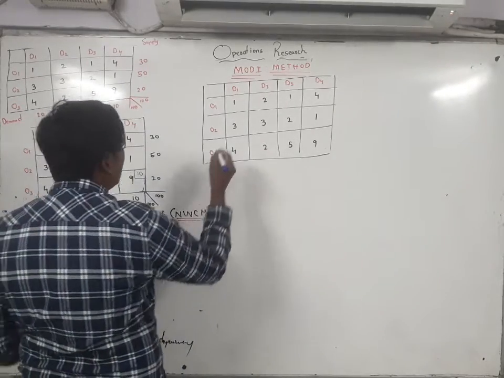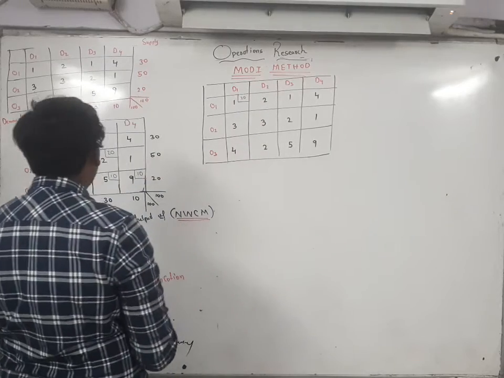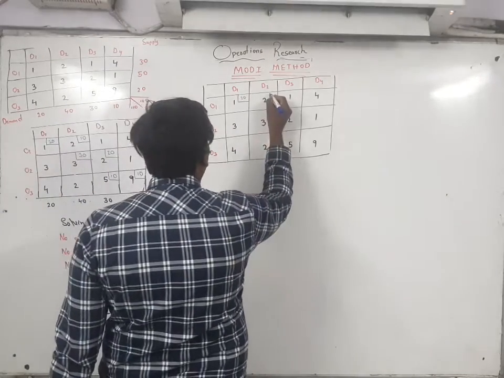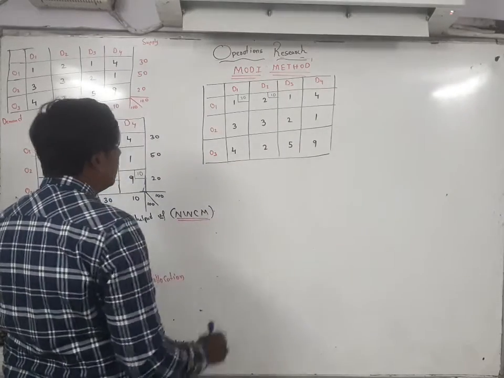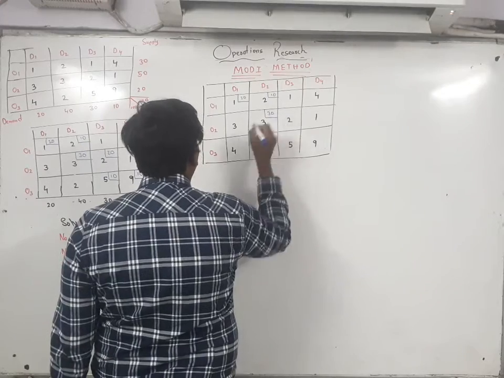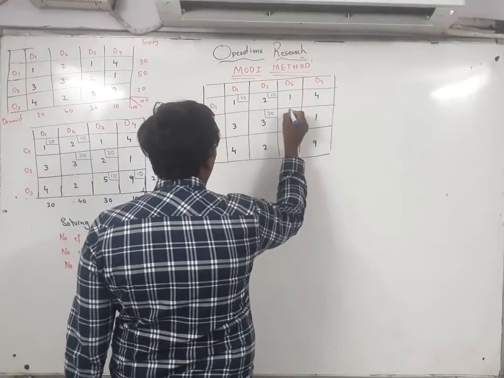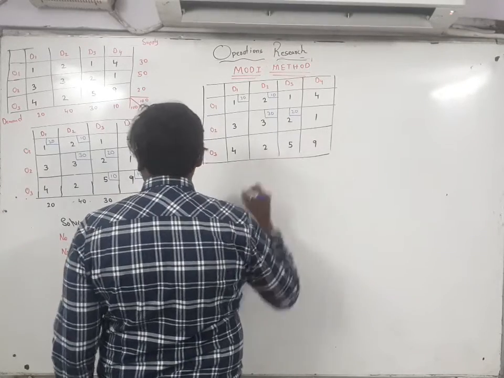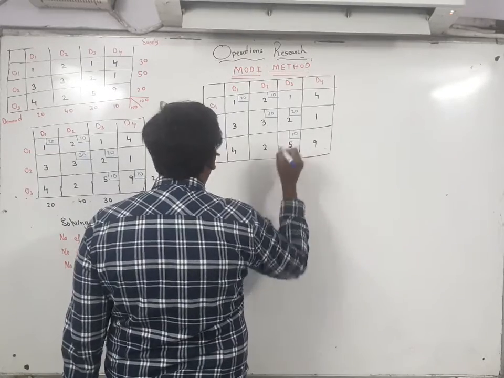So here, in one allocation how much is there? 20. In the next allocation how much? 10. In the 3rd allocation how much is there? 30. Next allocation how much is there? 20. In the 5th allocation how much is there? 10. So here you have to write 10.